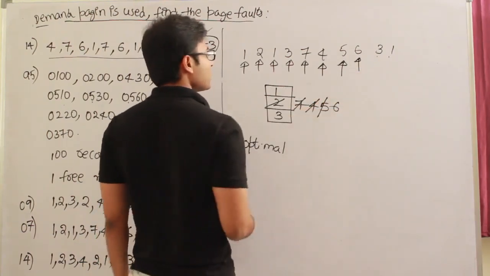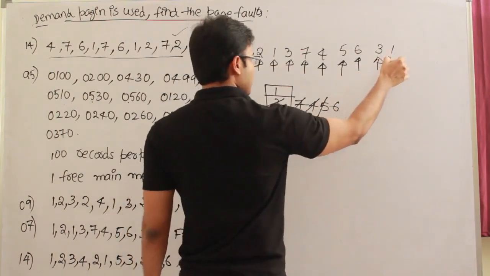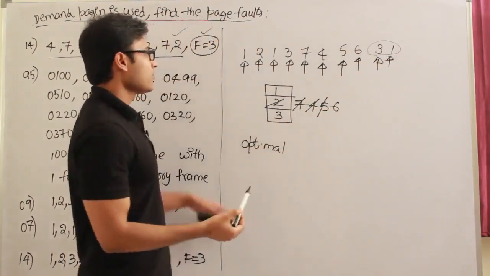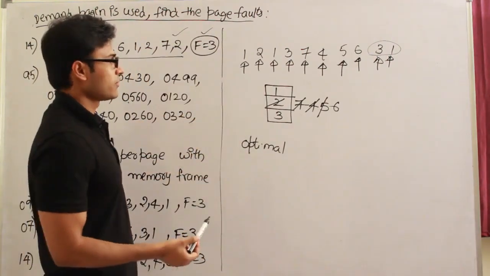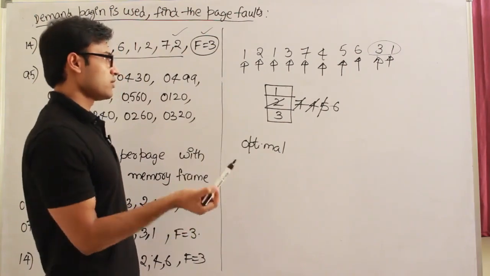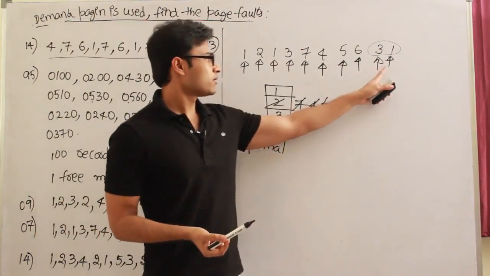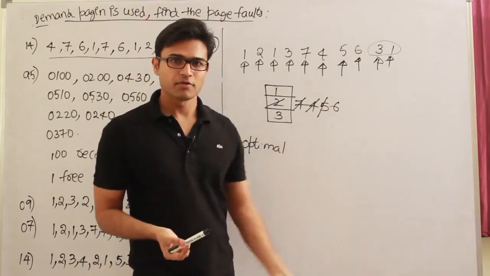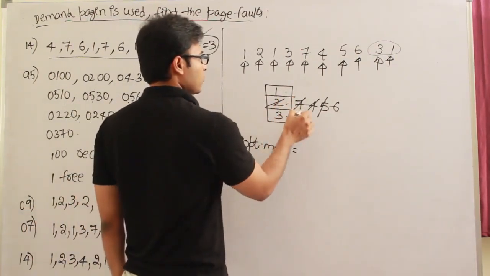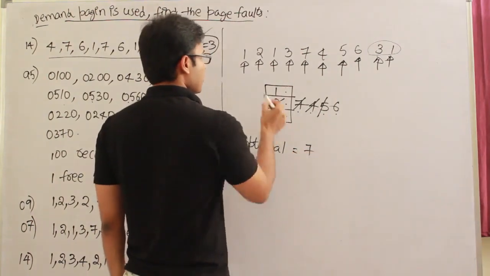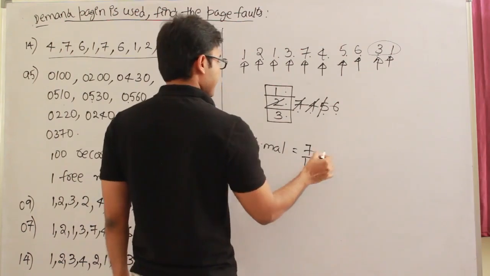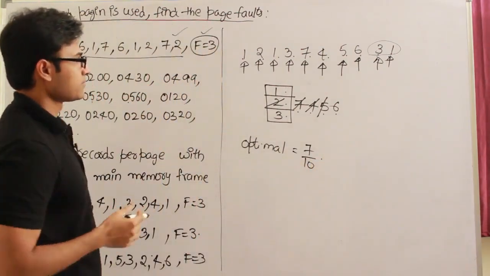So 3 and 1 will remain there, because 3 and 1 will be referred to at present. Since 1 and 3 are used in the future, they never go out of main memory. Whenever we have some other frame which is not used in the future, we conserve 3 and 1 by substituting the other one. Now how many misses are there? Page faults: 1 2 3 4 5 6 7. So 7 misses out of 10, so 70% is the miss rate.